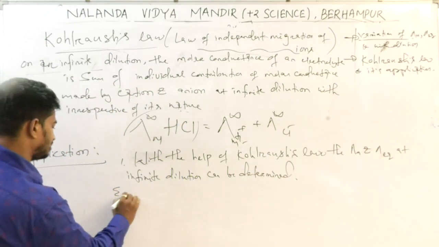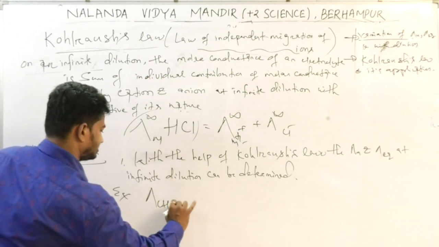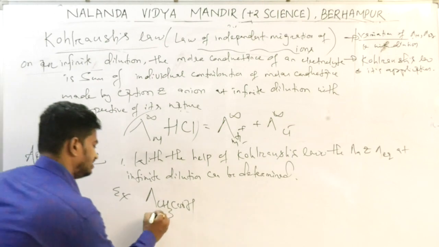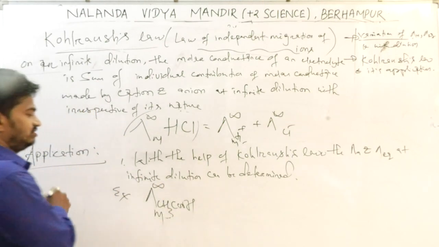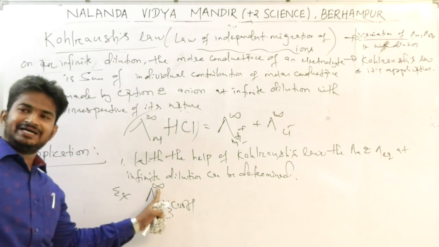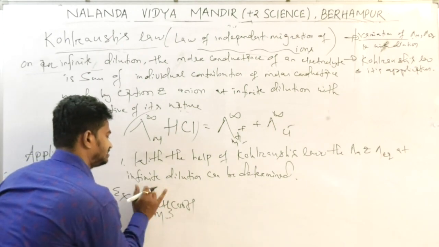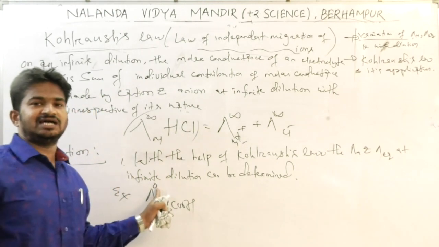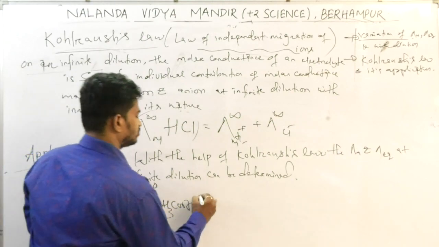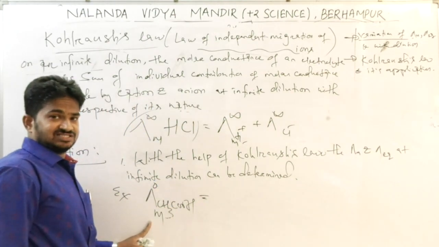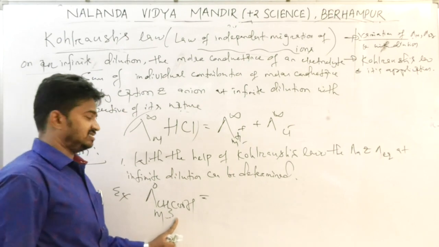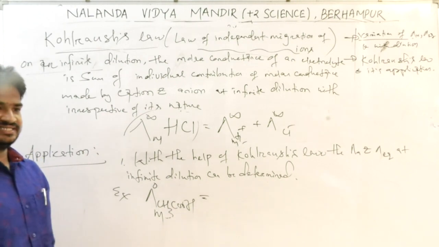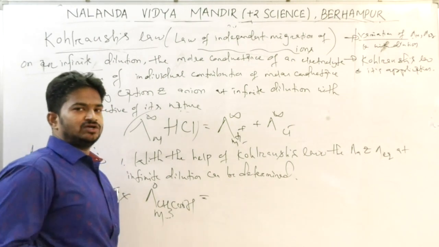Example, I can take acetic acid, CH3COOH. This is a very weak electrolyte. The molar conductance at infinite dilution, we can put an infinity sign or a zero sign, because zero shows zero concentration, is the limiting molar conductance of the weak electrolyte, that is acetic acid. It can be calculated by taking a few strong electrolytes.